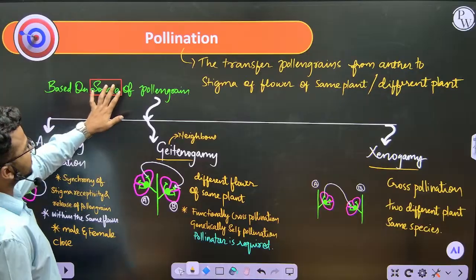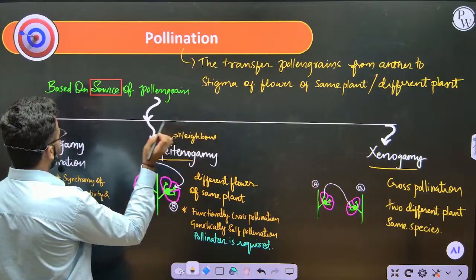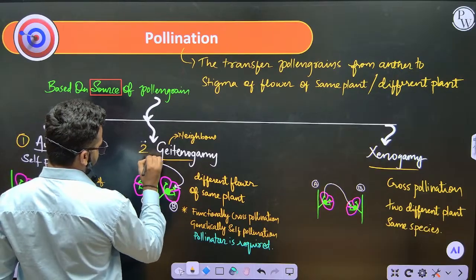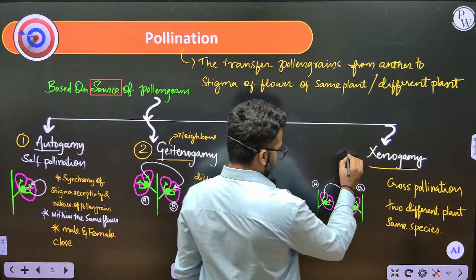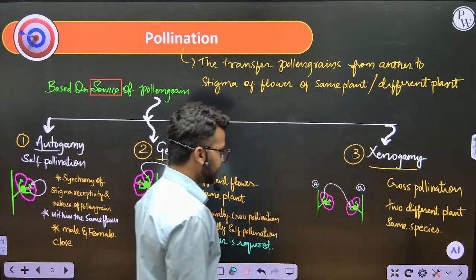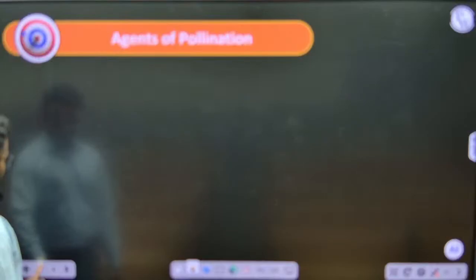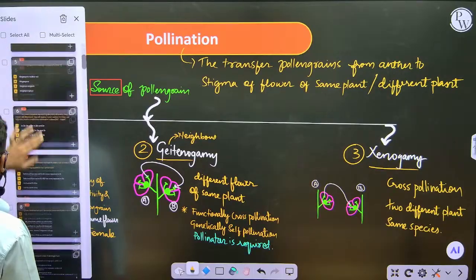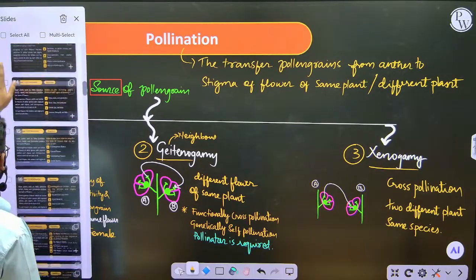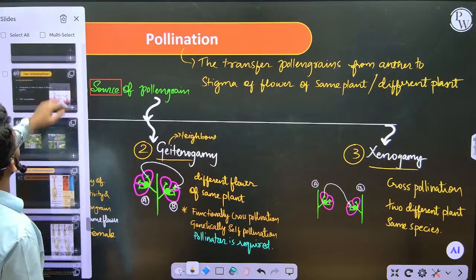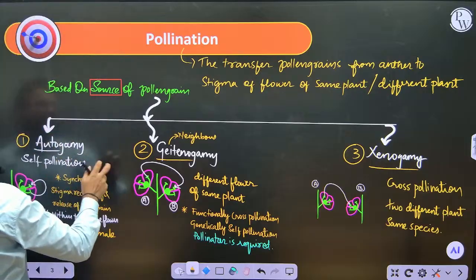So based on the source of pollen grain, pollination is of three types: autogamy, geitonogamy, and the third one is xenogamy. Next we will be seeing different plants here. So that is about pollination. I will take another slide here.